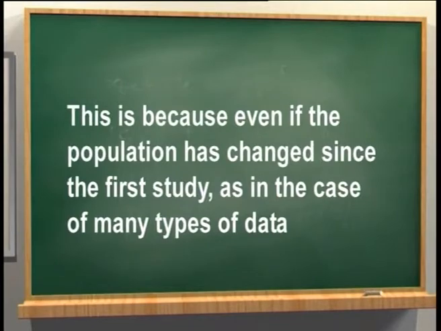as in the case of many types of data, that is, organisms that die and are born, the variance of a population rarely changes to a large degree. This means that the original variance is an accurate estimate of the current variance. This estimate is likely to be a better estimate than the standard deviation that corresponds to a new sample. Thus, finding the variance allows future researchers to conserve their resources.